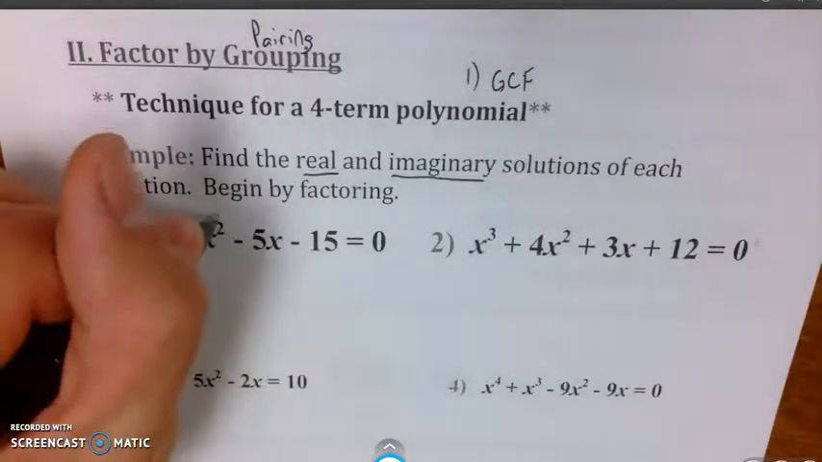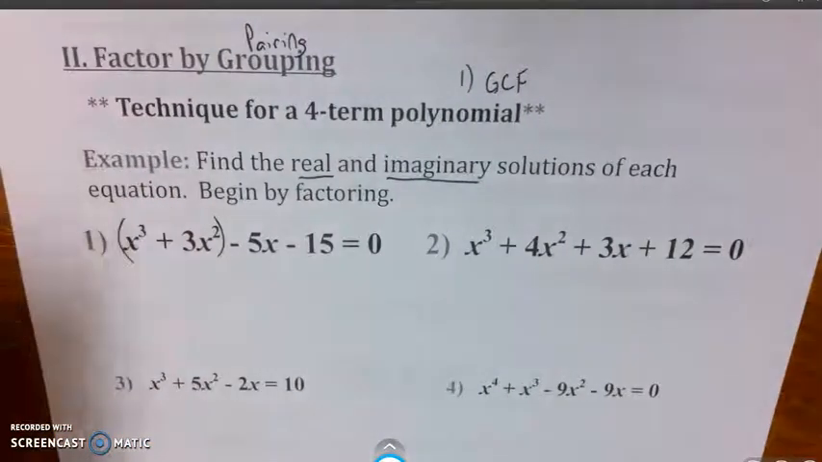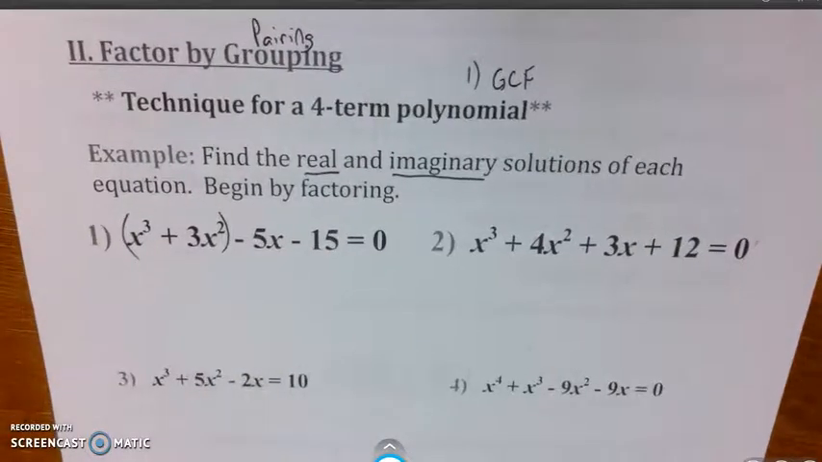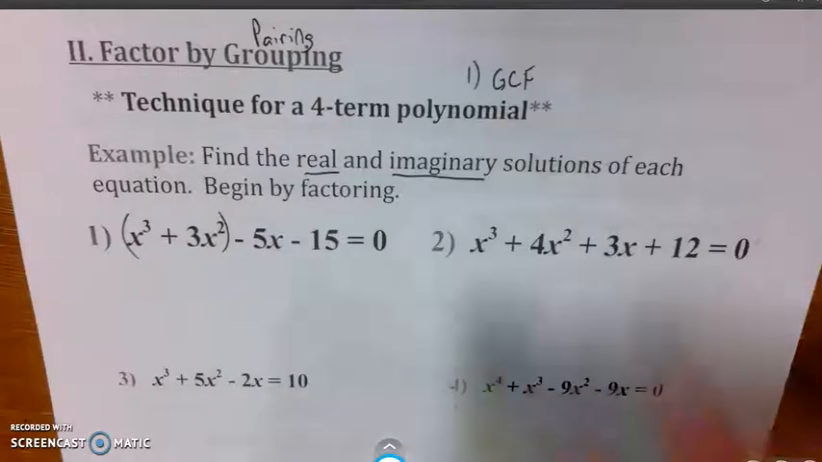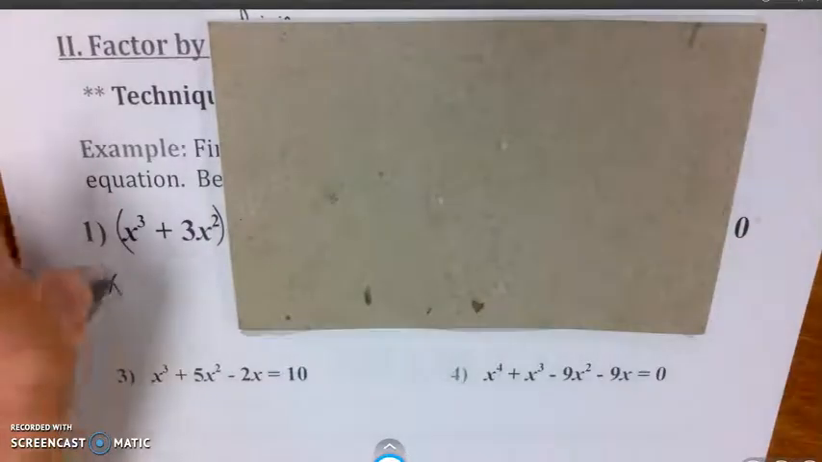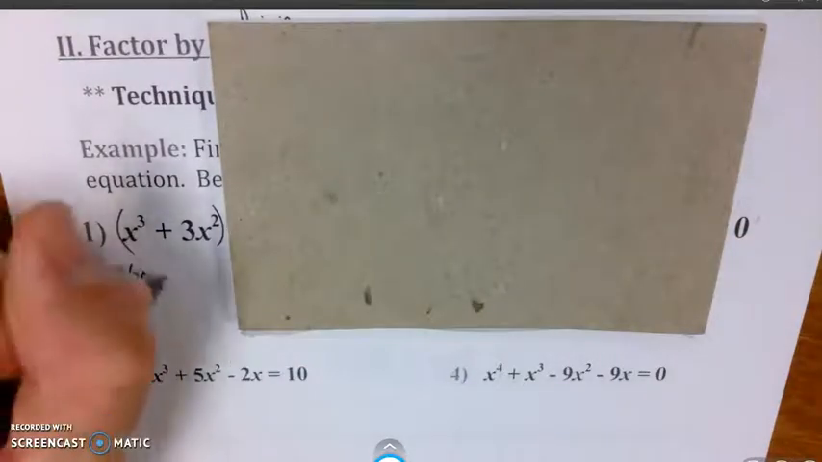So what I'm going to do is factor by grouping. So I'm going to focus my attention first on this pair of values, x to the third and 3x squared. So let me kind of cover up the rest of it. I'm only focusing on that bit. Do I have a GCF there? Well, yeah, I've got a 1x squared. And if I factor that out, I'm left with x plus 3.